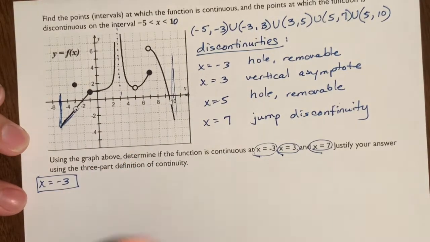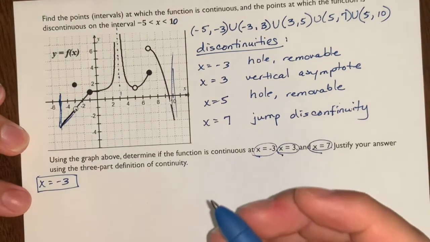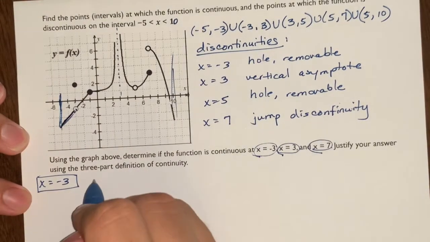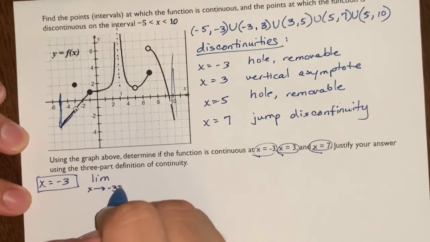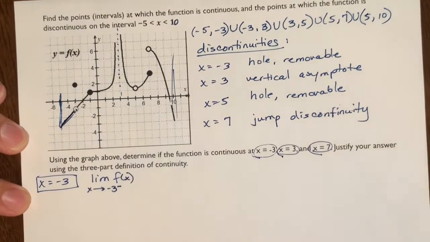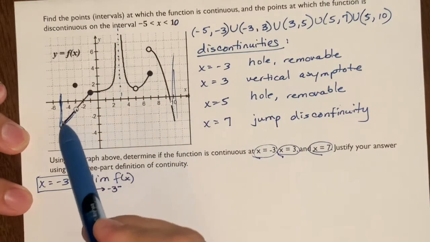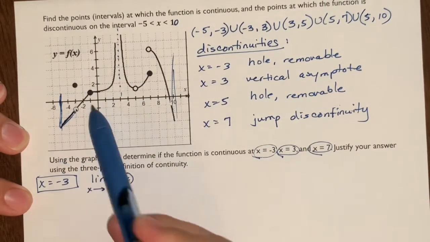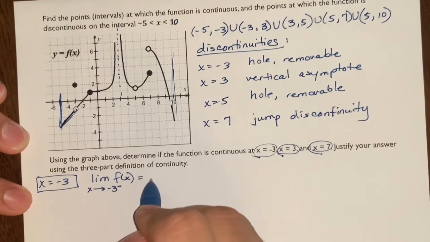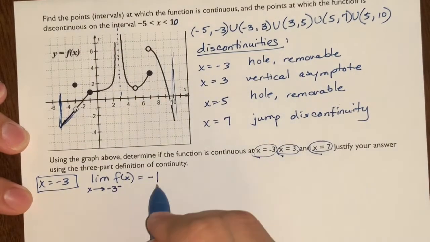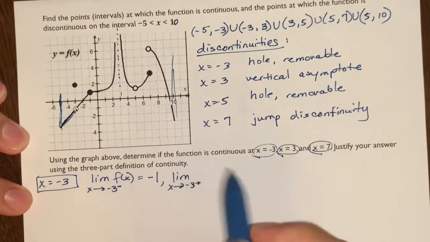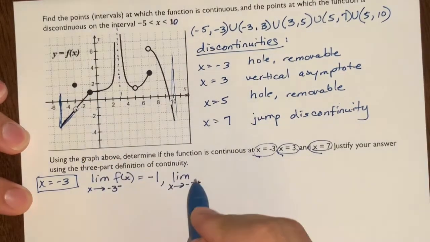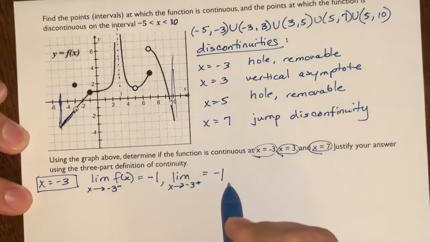So we're going to do three things with all of these problems. You can almost think of this as bullet points. The first thing you're going to do is take the limit as x approaches this value from the left. So as x approaches -3 from the left, it is -1. Then we're going to do the limit as x approaches -3 from the right. As you come from the right, it is also -1.